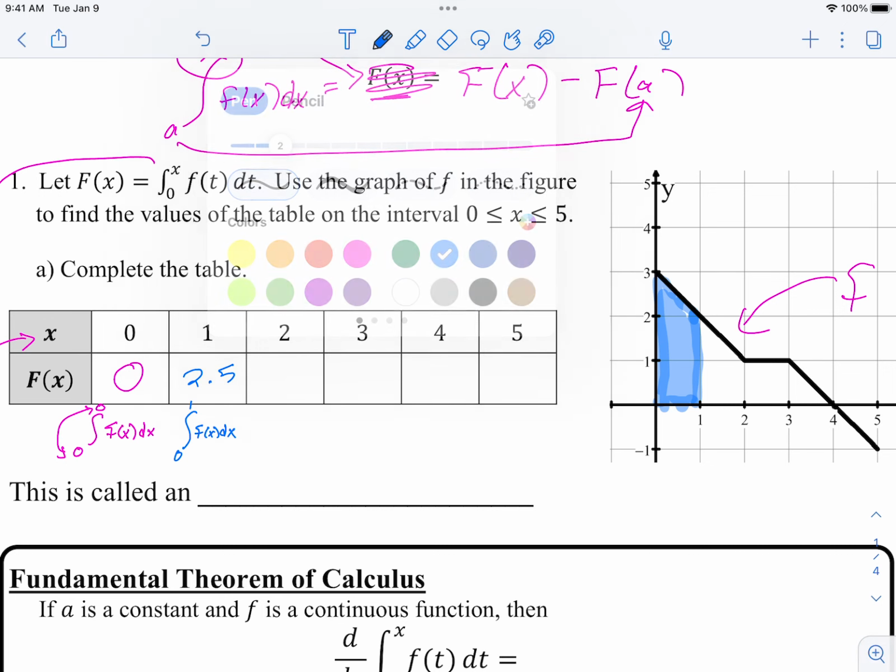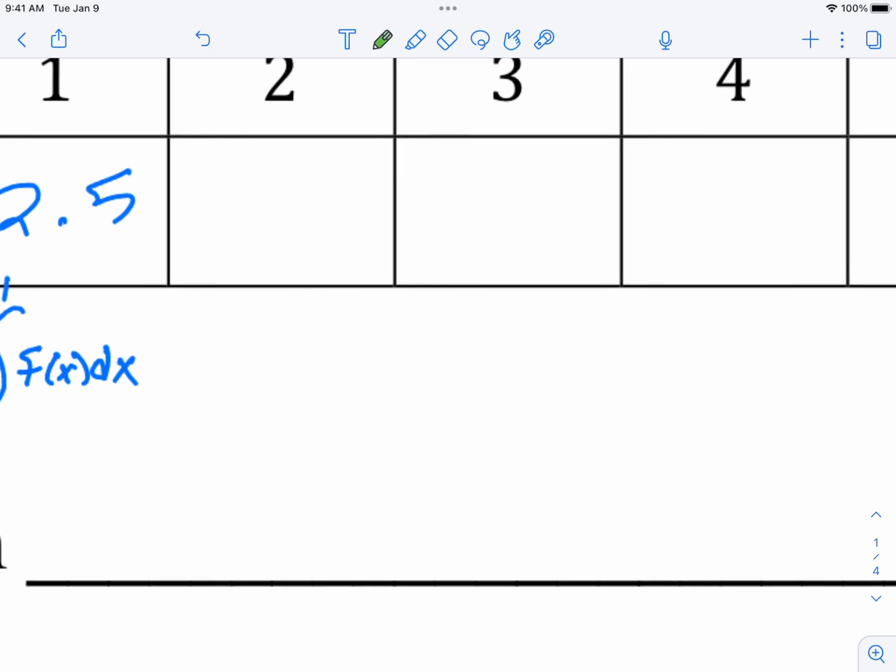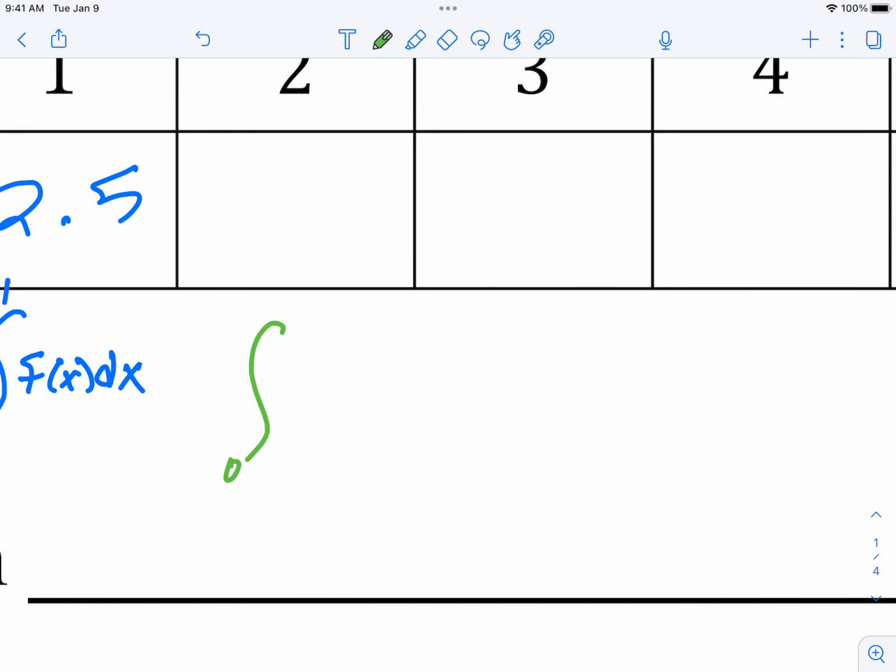And then we'll go to 2. Maybe I'll go green on the next one. That looks like a good color. Going green. And that little integral bit from 0 to 2.